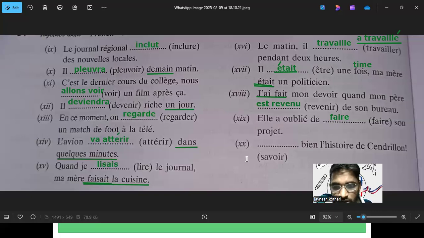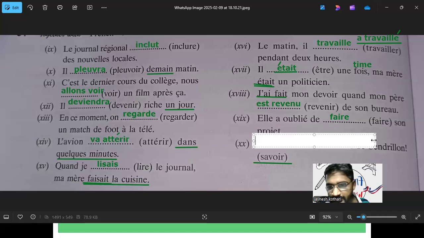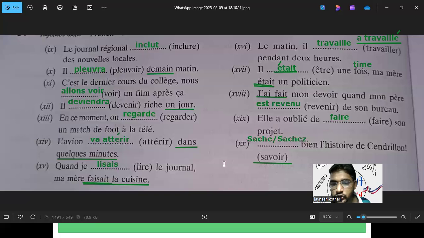And last, again, students, no subject pronoun is given. So no subject pronoun is given. So we will use imperative, and it's an exception. Savoir is an exception. So the spelling, let me tell you the spelling. Imperative of savoir, yes, exception, sir. Sachez. It can be sache or it can also be sachez. Okay, it can be either one, you will still get it right. So know well the story of Cinderella. Know well the story of Cinderella. Okay.